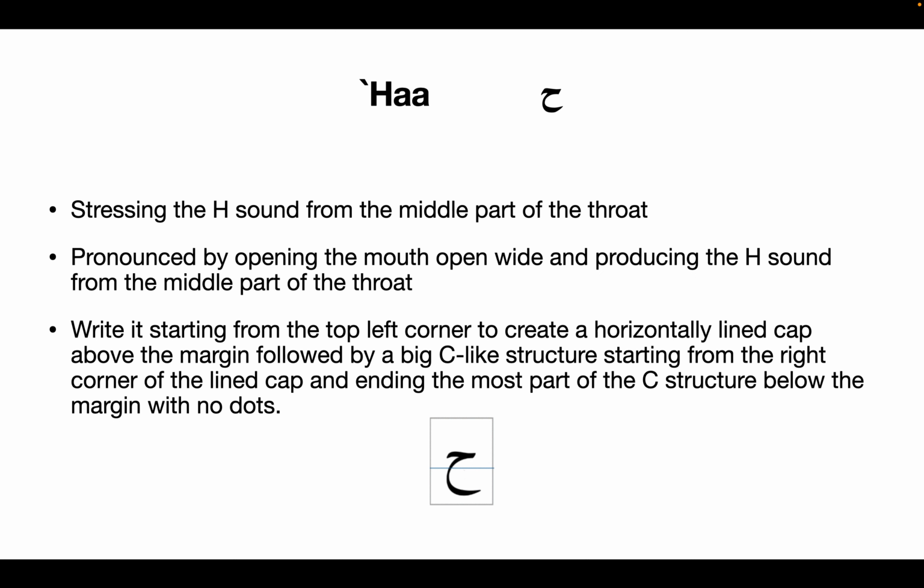Now writing this is exactly the same as Jeem, and the only difference is it does not have any dots. We start from the top cap, from the left side. We draw a horizontal line that is parallel to the margin, and from the right end we start creating a C-like structure without any dot. Make sure the C structure has around 30% of its part above the margin and around 70% below the margin, and we don't have any dots. So a horizontal cap followed by C makes our ha.